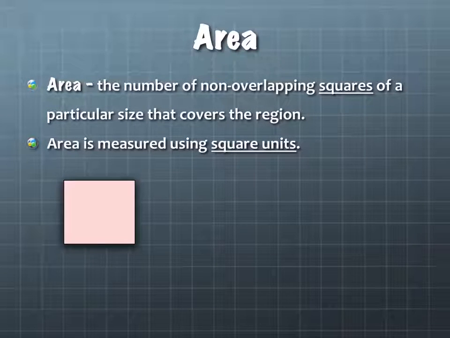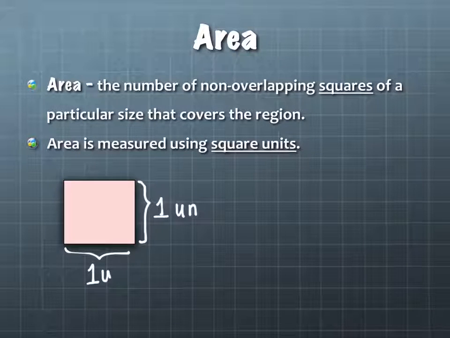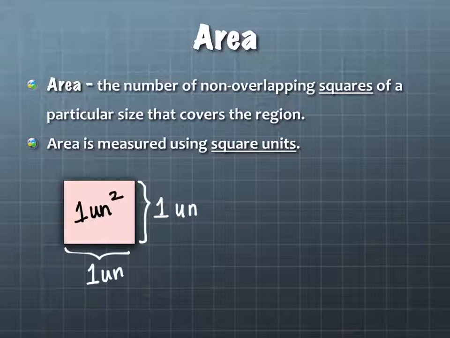Now, this is an example of a square, obviously, and if we call this side length 1 unit and this side length 1 unit, then what we reference the area to be is 1 unit squared. So 1 square unit is a square that has side lengths of 1. And that's how we're going to measure all of our areas.